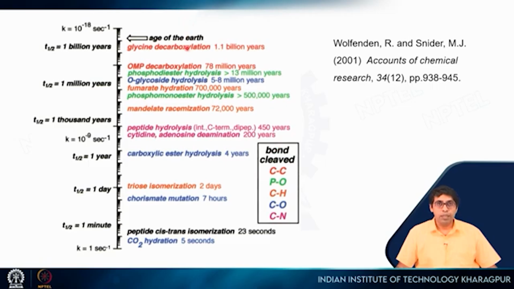All these reactions are color coded according to the bonds that are cleaved. You can see that the red ones are the carbon-carbon bonds, and these are the ones which are most difficult to cleave, and we will see some examples in subsequent lectures.